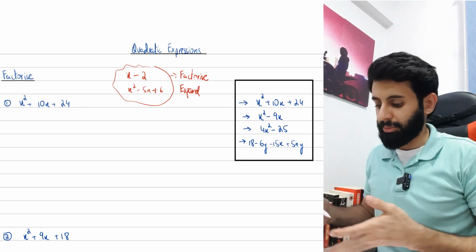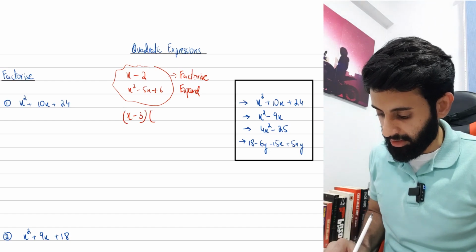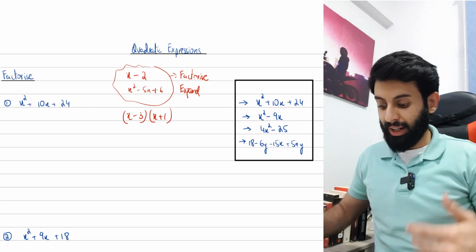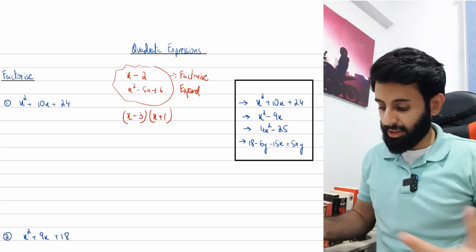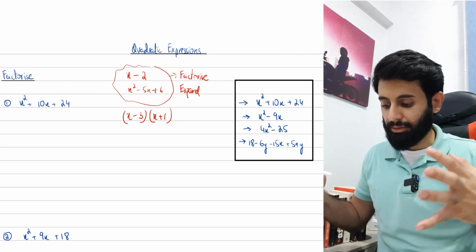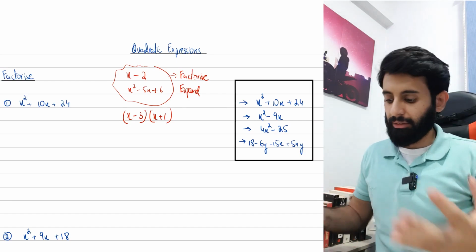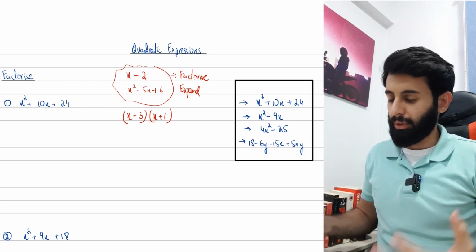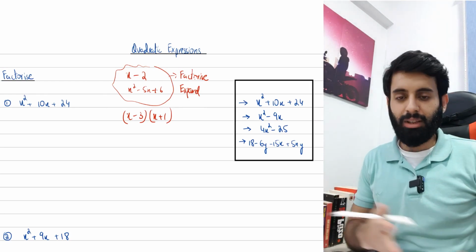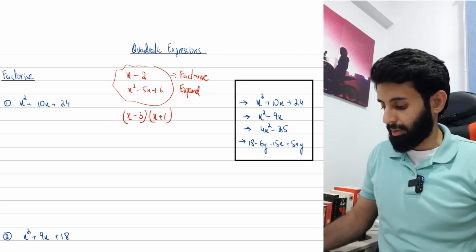Obviously, you're not going to be asked to expand something like this. You may be asked to expand something that looks like this: x minus 3 times, let's say, x plus 1. Expand and simplify. Expanding basically means getting rid of all the brackets. Simplifying means collecting all the like terms and adding or subtracting them, whatever may be possible between the two. That's what expand and simplify means, and you'll come across questions like these in paper 1 and in paper 2.